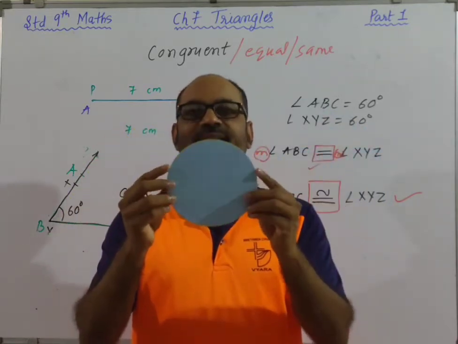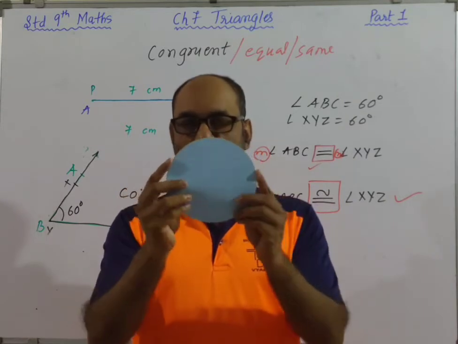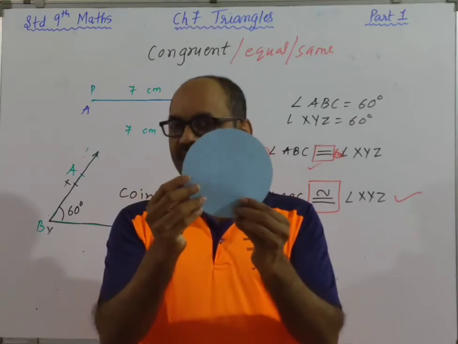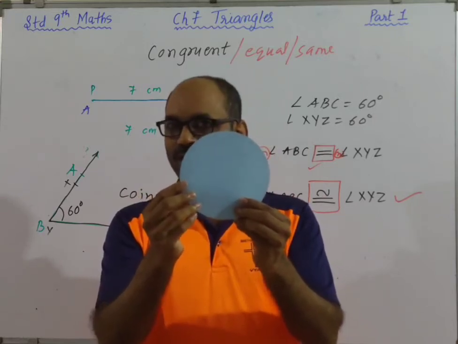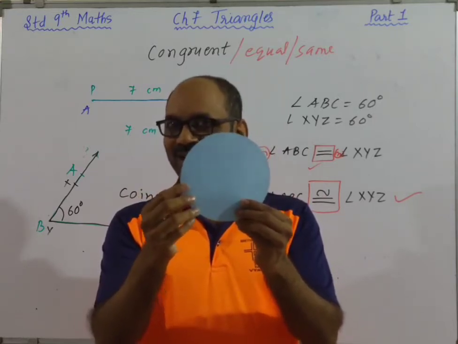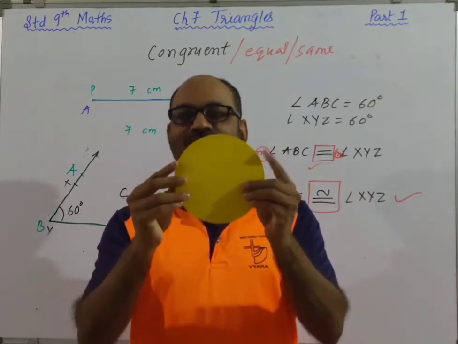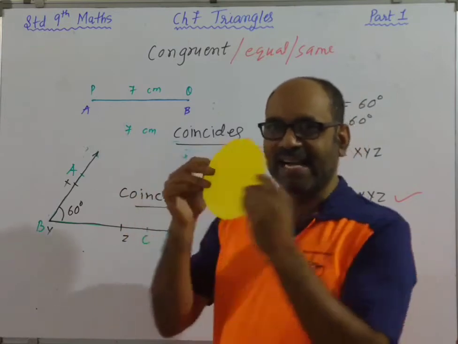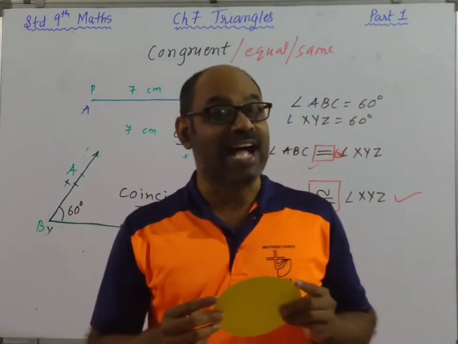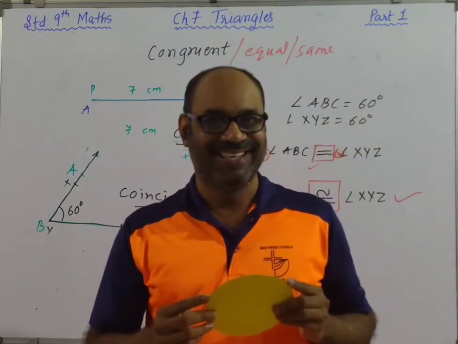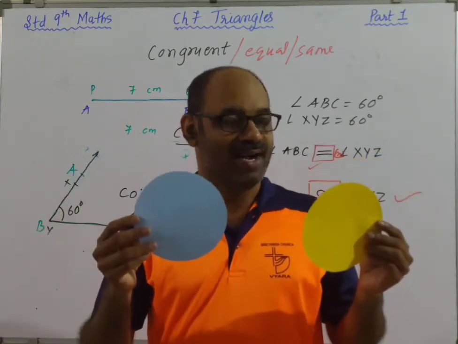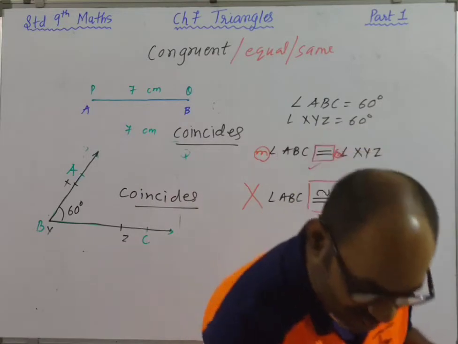Now you see, I'm trying to overlap. दोनों को overlap कर दिया. Now which circle can you see? Blue. You can't see yellow. But if I turn, you can see yellow, but you can't see blue, because they are exactly coinciding with each other. And such two figures are called congruent. Are you getting me, children?